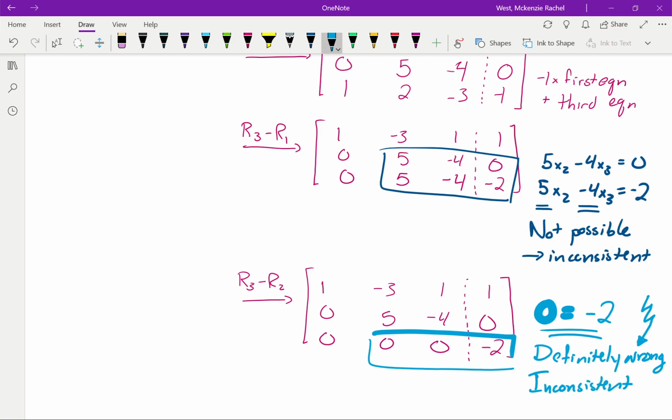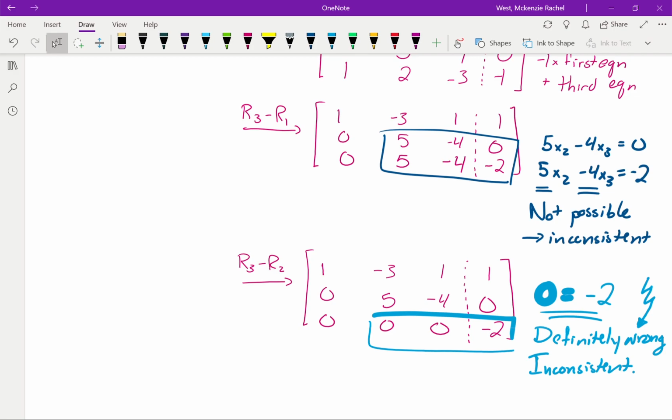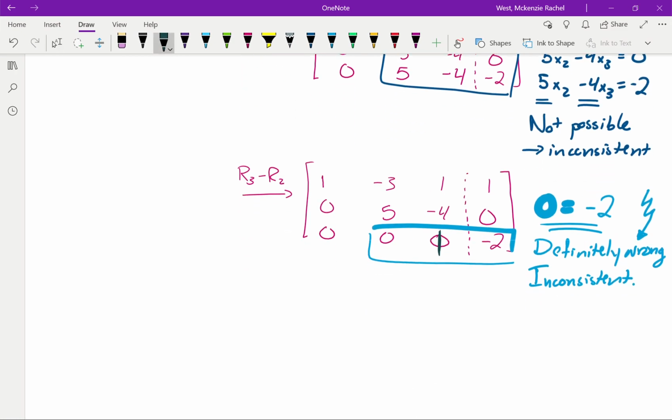So you can stop whenever you know for certain that it's inconsistent. If at this point we got some number here instead, let's say if this was a 1 here, then our system would be consistent. We'd have an x3 equals -2. We'd have a 5x2 minus 4x3 equals 0. So we can already back substitute our x3 value in to find out what x2 is. And then lastly we can do the same thing with x1. So it's really these zeros being all the way through here that is really messing everything up.